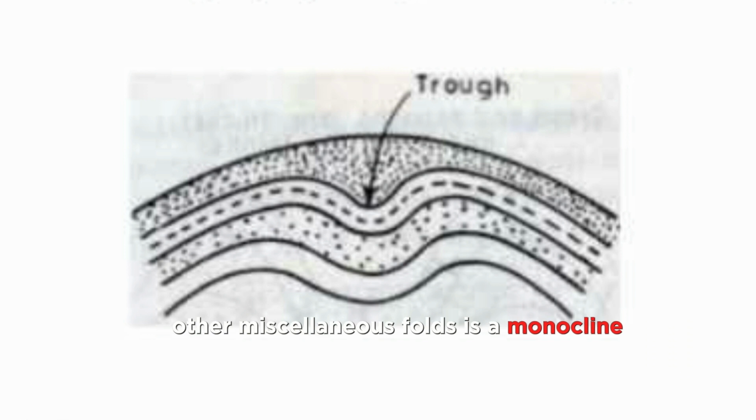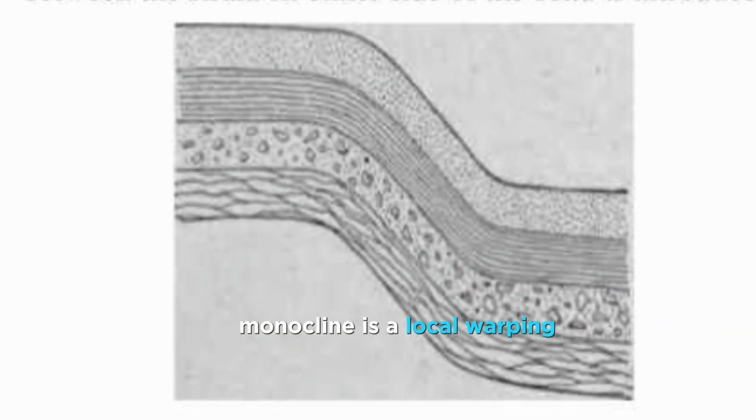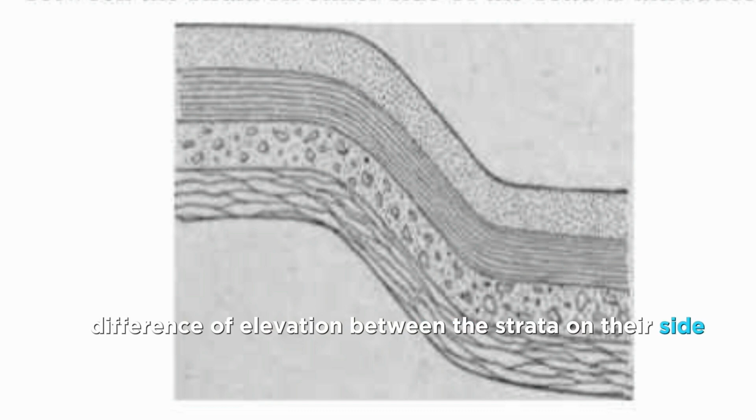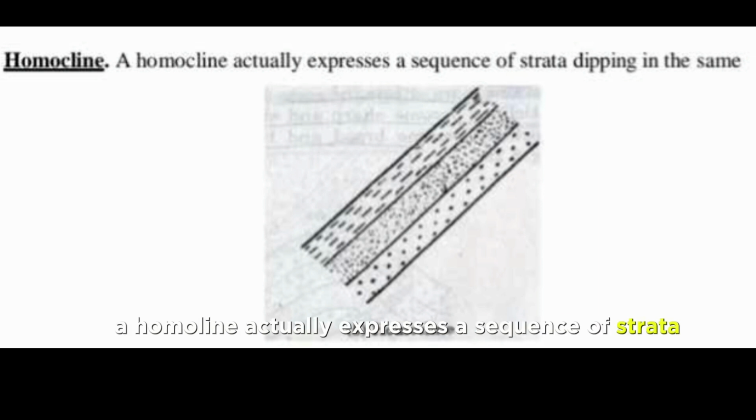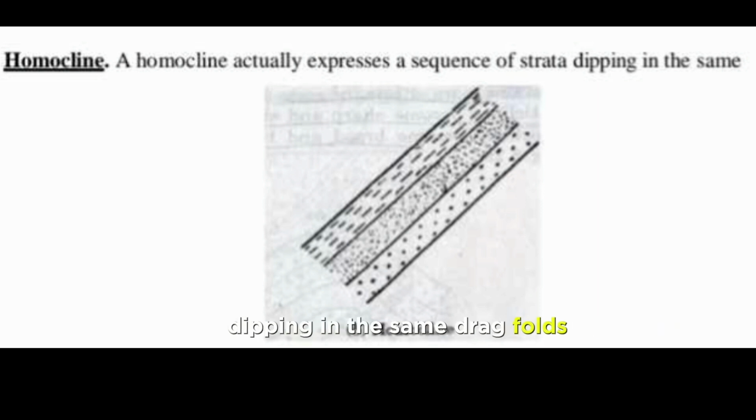Other miscellaneous folds: a monocline. A monocline is a local warping in which the otherwise horizontal strata exhibit an abruptly steep inclination, and this inclination may sometimes become enormous, so that a large difference of elevation between the strata on either side of the bend is introduced. Homocline. A homocline actually expresses a sequence of strata dipping in the same direction.